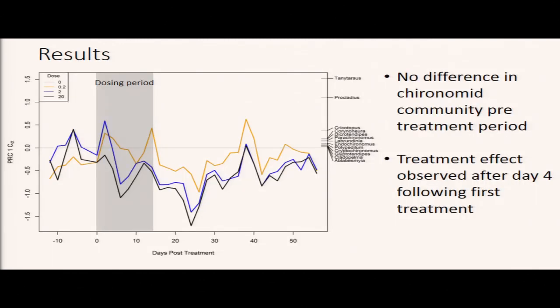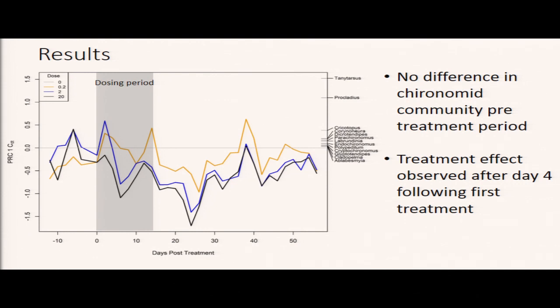And so following our experiment, we analyzed our data using a principal response curve. It's a common way to analyze mesocosm data. It allows you to look at the community composition between your controls and your treatments over time. On the x-axis, you can see the days post-treatment, and on the y is the deviation from the controls, where the control is a straight line going across the center, and the different treatments are moving from left to right.